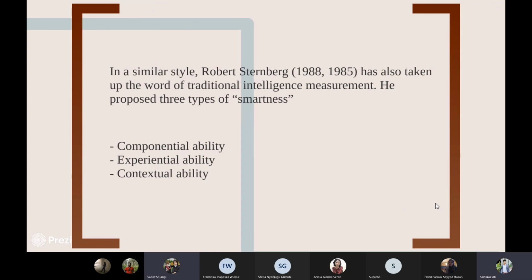In a similar style, Robert Sternberg, also taking up the work of traditional intelligence measurement, proposed three types of smartness. The very first one is componential ability, which is used for measuring analytical thinking. The second one is experiential ability, which is used to engage in creative thinking, combining disparate experiences in insightful ways. And the third one is contextual ability, street smartness, that enables people to play the game of manipulating their environment and other situations in a strategic context, and so on.